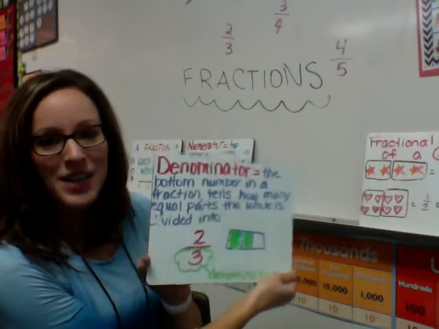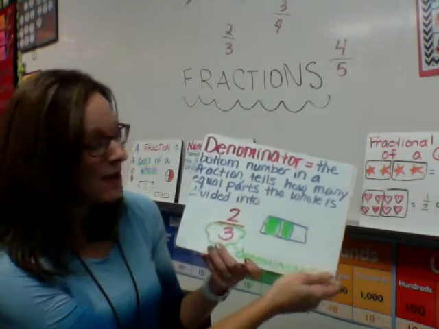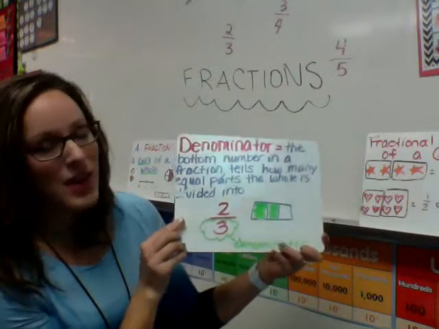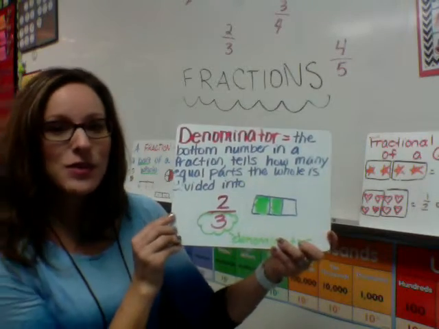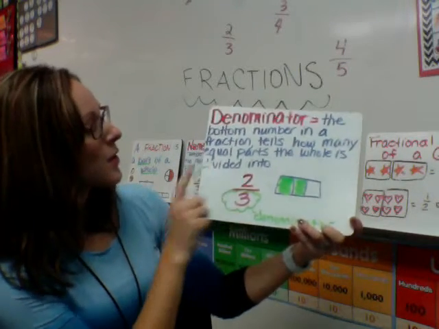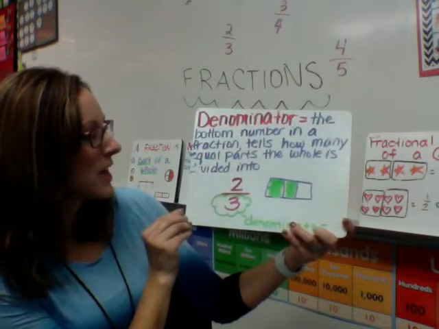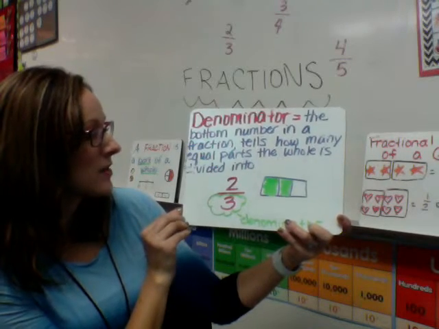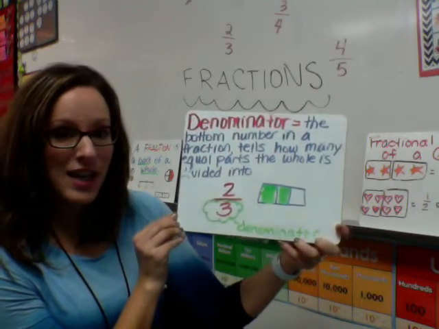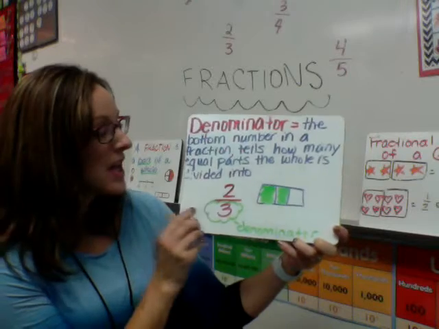A denominator is the bottom number in a fraction, and I also like to think of denominator as the number that is down. So think of your D's. Okay, so the denominator is the bottom number in a fraction, and it tells how many equal parts the whole is divided into. So again, I used the fraction 2/3.